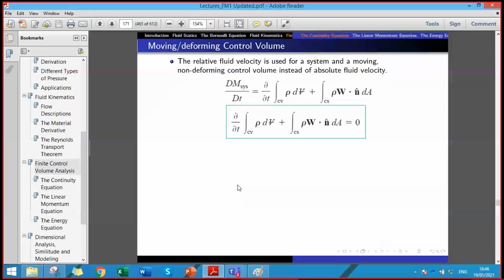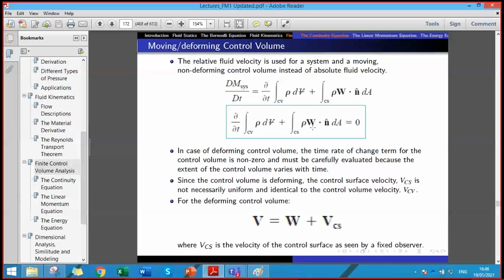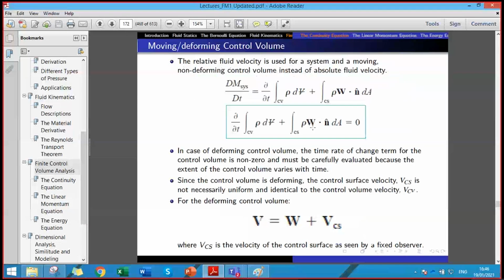So we'll just be writing, sir, if it's the continuity equation and we are having a non-deforming moving control volume, then we'll be using W instead of the V. Instead of the absolute velocity, we'll be using the relative velocity. Similarly, for the other equations that we will subsequently develop. This is a problem related to a moving control volume. We'll solve this in the next class. So, any question from today's lecture?